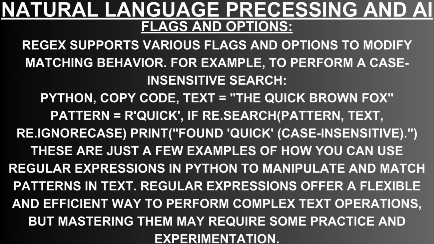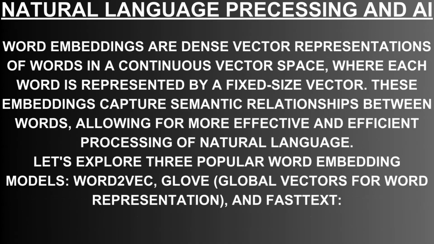Word embeddings are dense vector representations of words in a continuous vector space, where each word is represented by a fixed size vector. These embeddings capture semantic relationships between words, allowing for more effective and efficient processing of natural language.